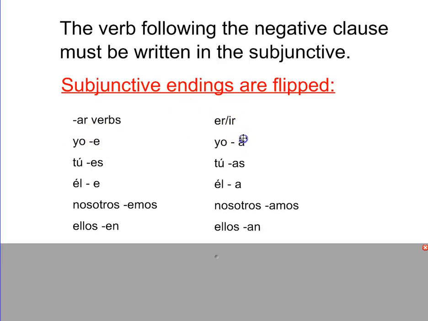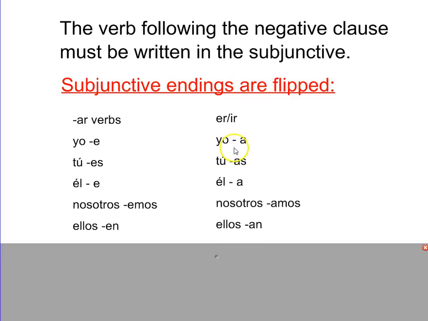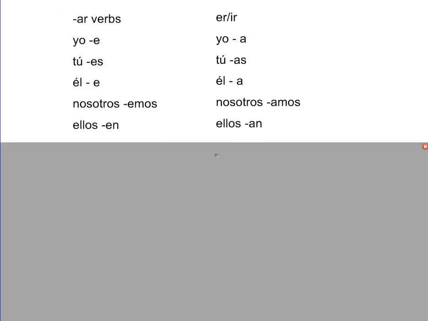The ER and IR verb endings are: yo ends in a, tú ends in as, él is the same as yo so it ends in a, nosotros ends in amos, and ellos, ellas, and ustedes end in an. Okay? So you see how the endings are flipped around here. When I use a regular verb, I'm going to just use these endings.